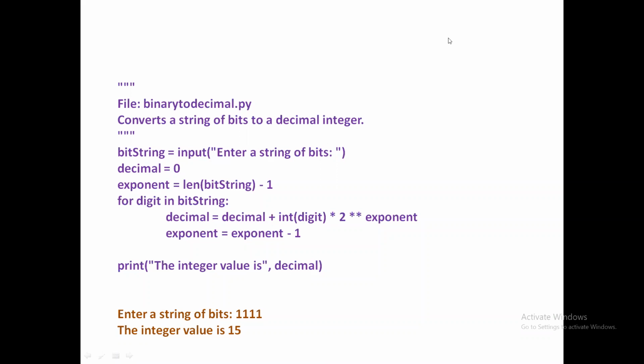So we'll start with reading the string of bits, that is the binary number. We'll ask to enter a string of bits, or you can ask to enter the binary number. So the user will enter a binary number. Say it is 1111. The binary number should be a string of zeros and ones only. Now we want to convert this stream of bits into a decimal number. So we initialize decimal to 0 at the beginning. So decimal is equal to 0.